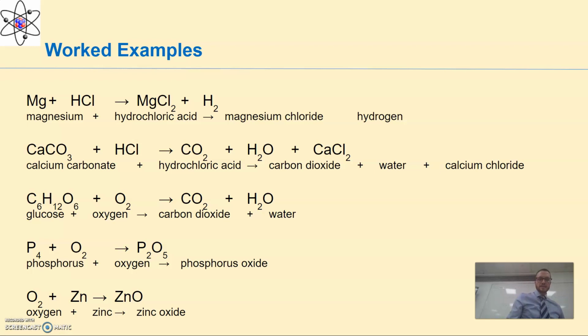Let's look at, say, the third example, looking at C6H12O6 plus oxygen. Right, so this is the equation for cellular respiration, the reaction that's going on inside your body every second of every day. So you breathe in oxygen, the glucose that you get from food combines with the oxygen in your tissues of your cell to produce carbon dioxide and water, and then you breathe out the carbon dioxide.